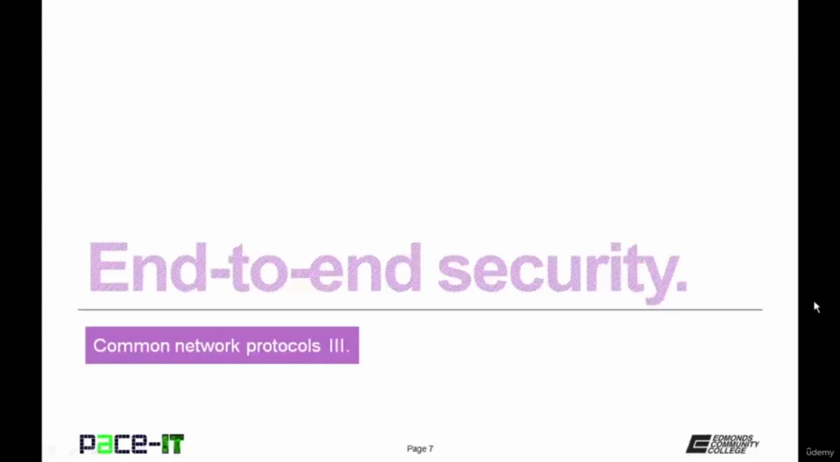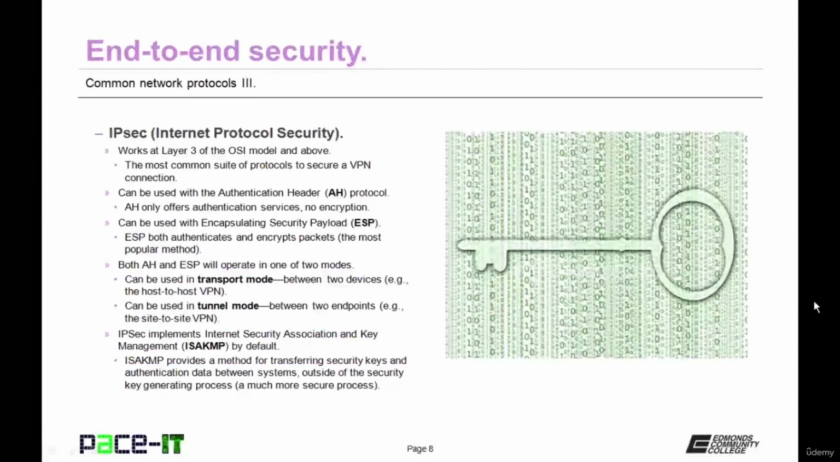Now let's briefly discuss end-to-end security. And we're going to do that by talking about IPsec, or Internet Protocol Security. It works at layer 3 and above of the OSI reference model. It's the most common suite of protocols used to secure a VPN connection.